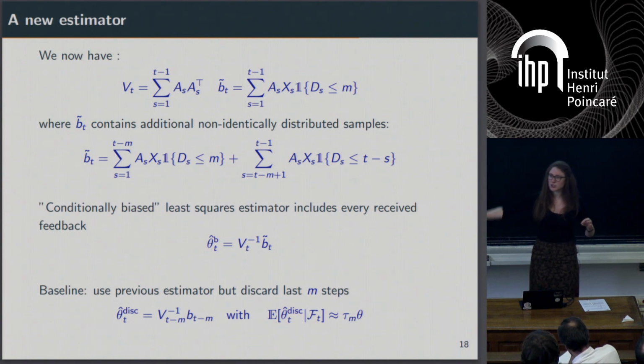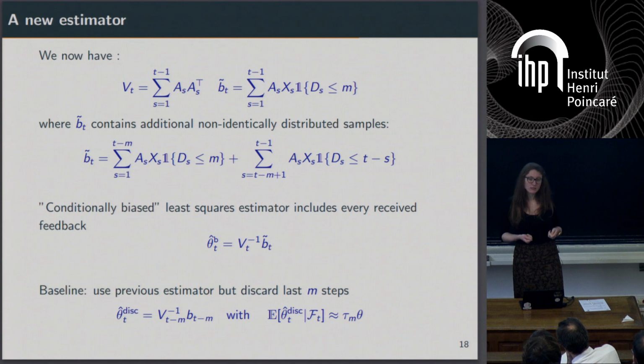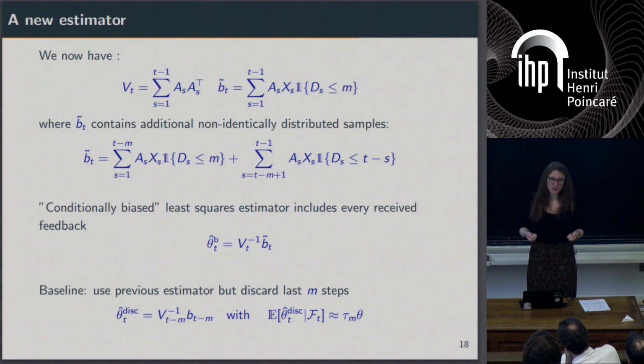The old actions part: when I look at it at round t, I have all the actions that I made a long time ago, and I have the actions that I made recently enough that we don't know yet if they converted or not. And I have a new estimator, which is V_t minus 1 times b_t tilde. But this estimator is going to be biased.